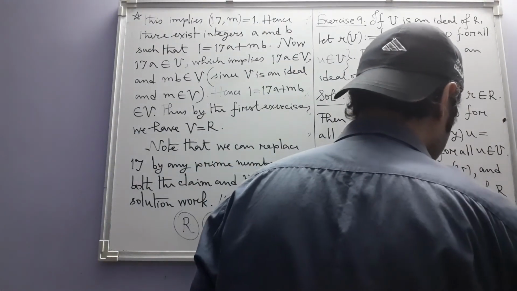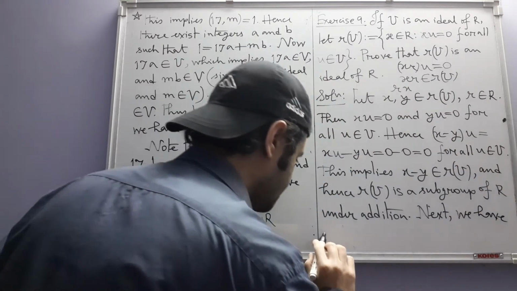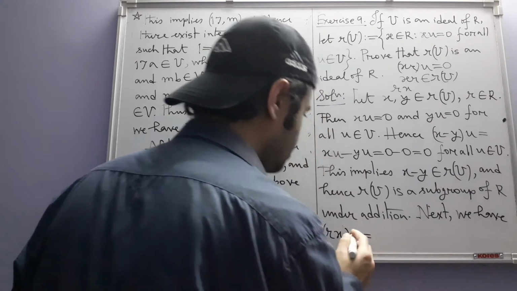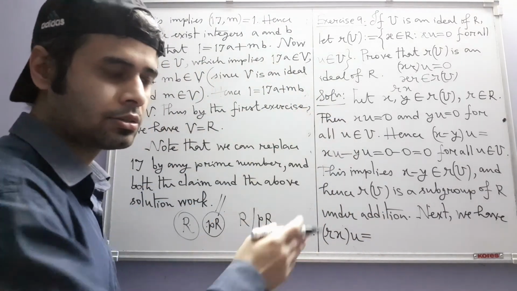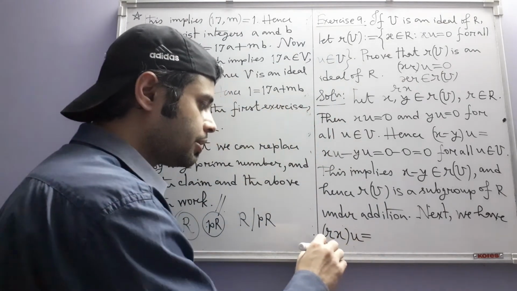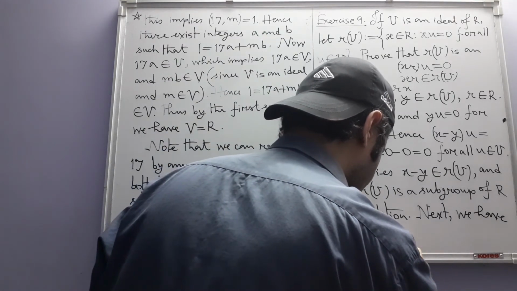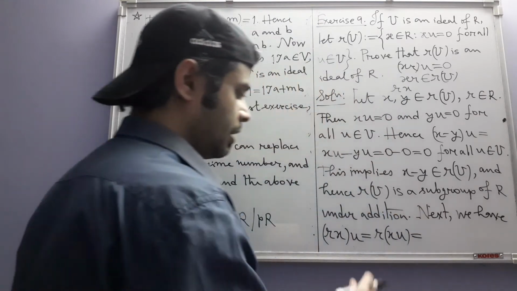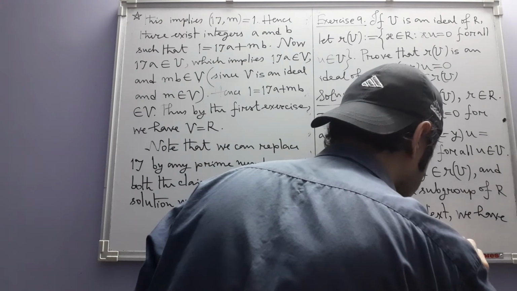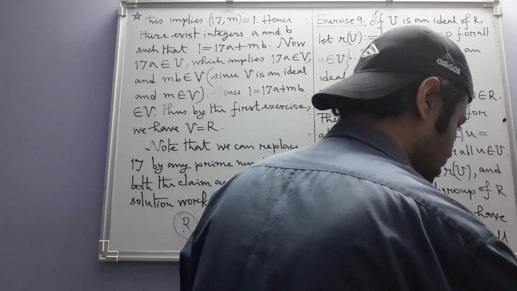Okay. Next, we have RXU. This U, we are going to take it to be any element of the ideal U. By the fact that multiplication is associative, we can write it like this: R(XU). And since XU is equal to 0, we have R0, and this is equal to 0 for all U in U.